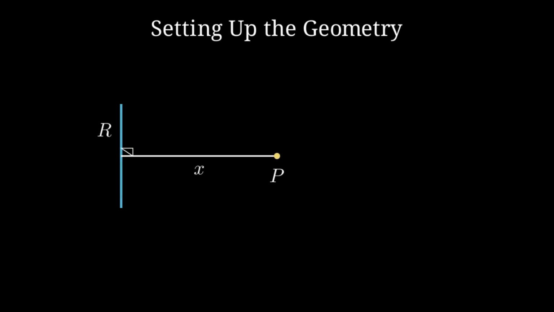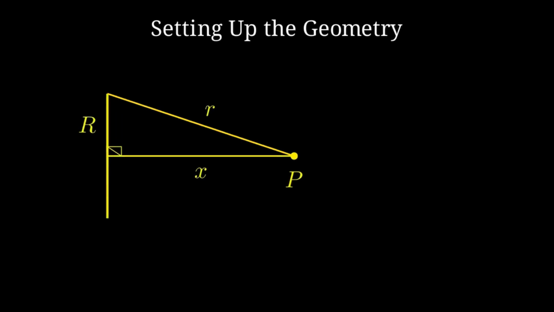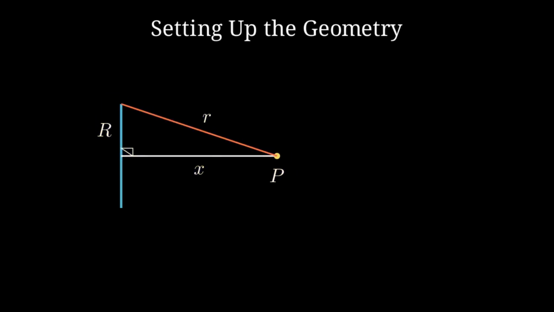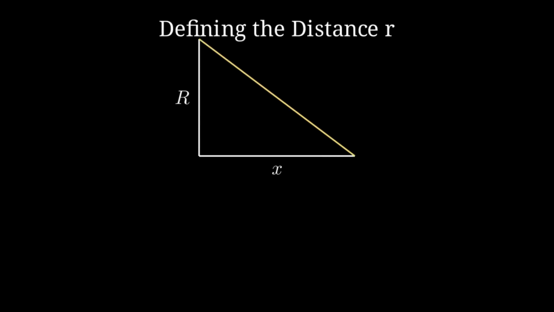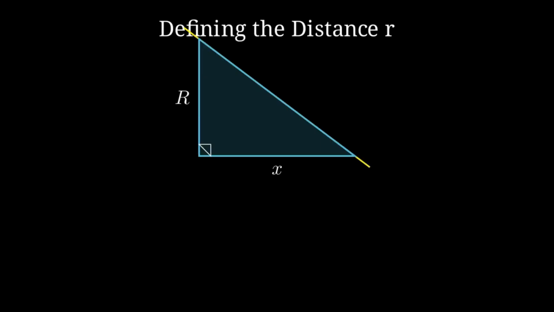We want to find the magnetic field at point P, located at a distance x from the center along the loop's central axis. Using the Pythagorean theorem, the distance R from the current element to point P is the square root of r squared plus x squared. This distance is constant for every element along the circular path.